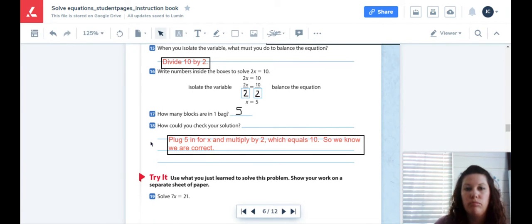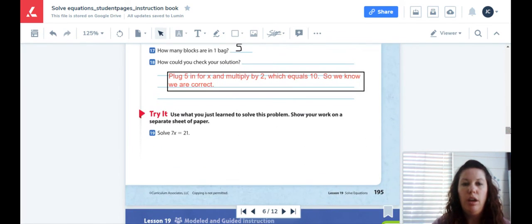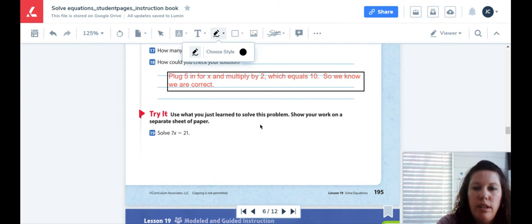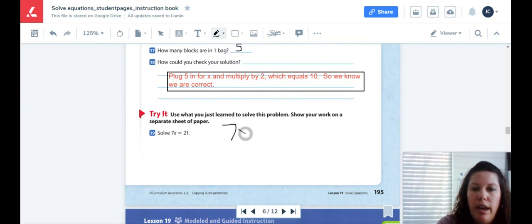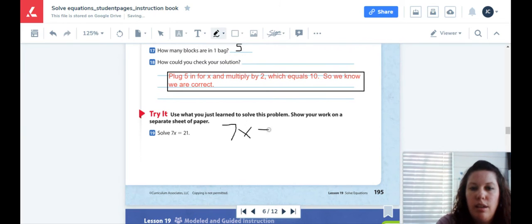Okay, all right, let's try some problems out. We have one problem to try out. We're going to use what we've just learned to solve this problem. We have 7x is equal to 21. I'm going to get my pen here, and we're going to solve this together. So 7x equals 21.